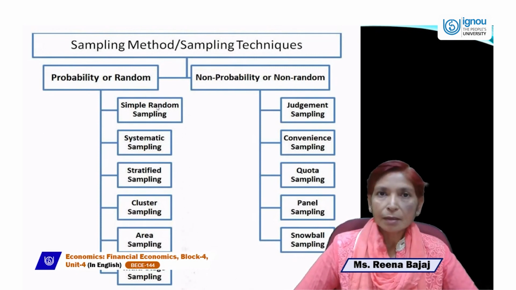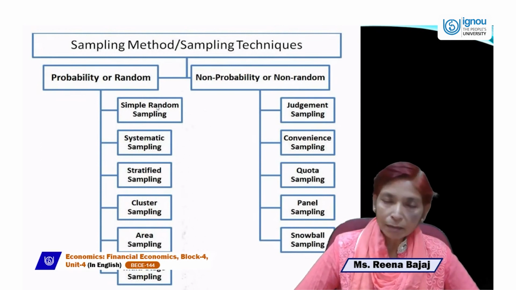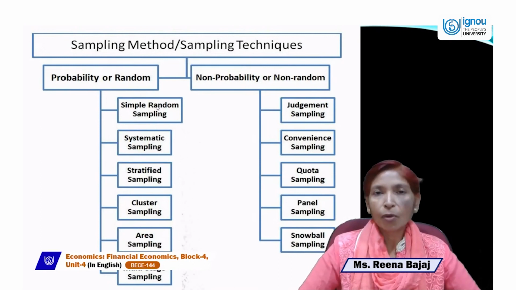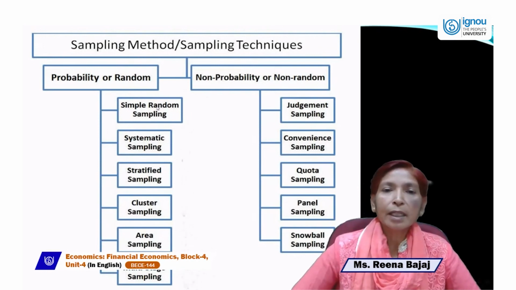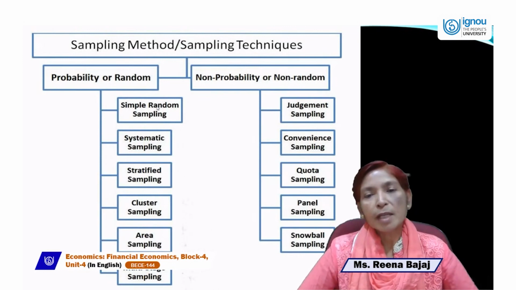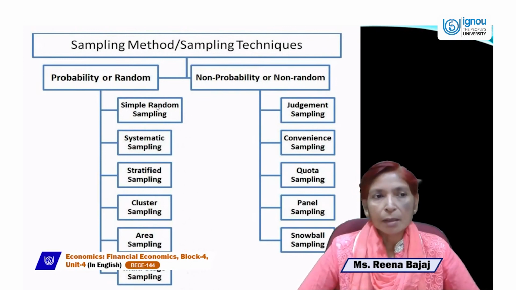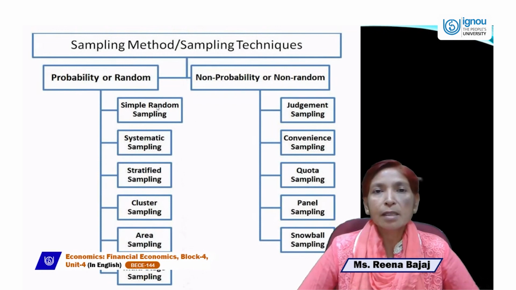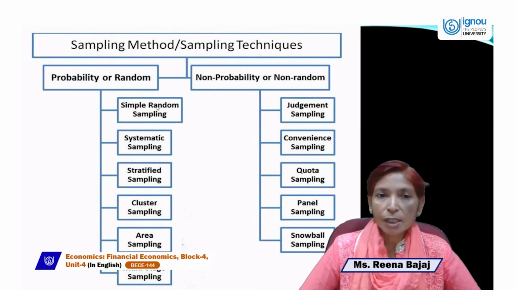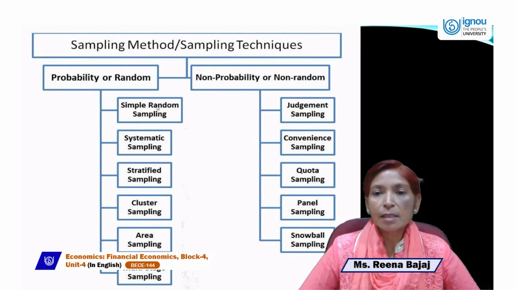And next is area sampling. We can collect samples from a particular geographical area or location, and multi-stage sampling can be applied in different stages of our study. These are the techniques of probability sampling. Non-probability or non-random sampling techniques are not reliable. Probability sampling techniques are much more reliable than non-probability sampling techniques because non-probability techniques are based on the bias of the investigator or researcher. Non-probability sampling techniques are judgment sampling, convenience sampling, quota sampling, panel sampling, and snowball sampling.